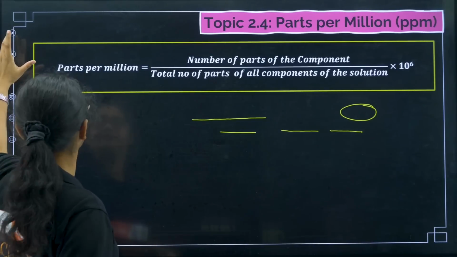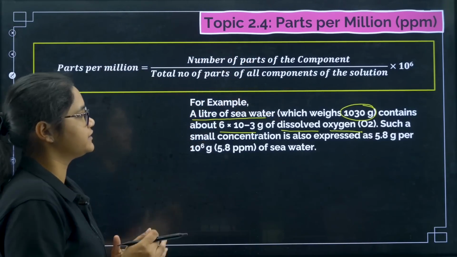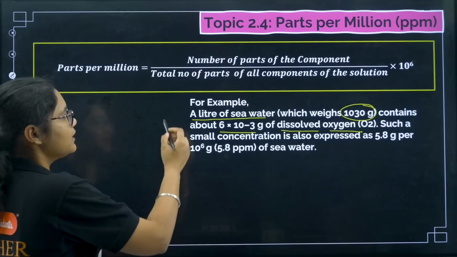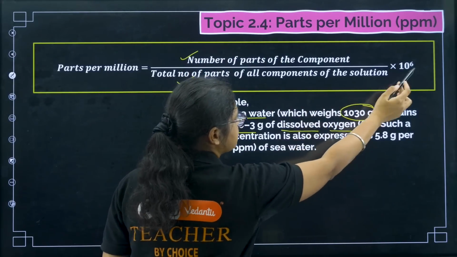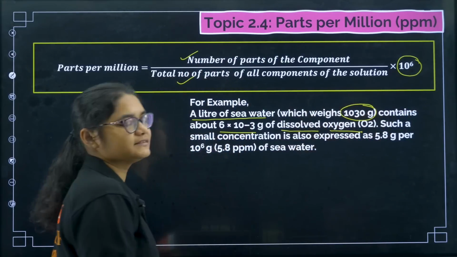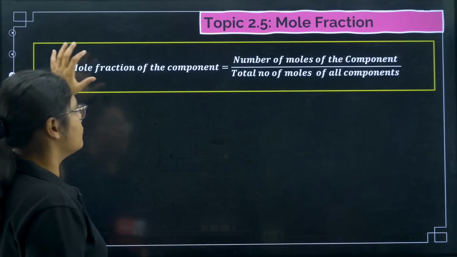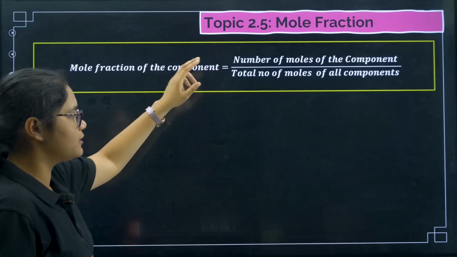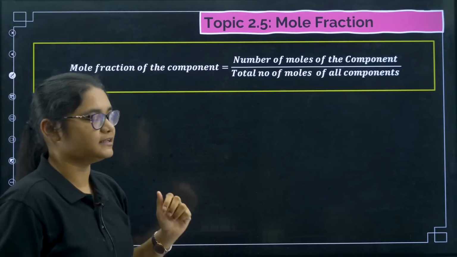Now next one we have is parts per million. So next concentration term, parts per million: number of parts of the component by the total number of parts of all the components of the solution into 10 to the power of 6. Okay. Next we have mole fraction, which is important, that is number of moles of the component divided by the total number of moles of all the components in the solution.